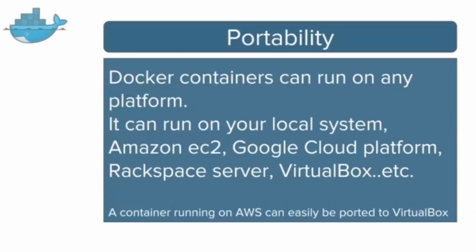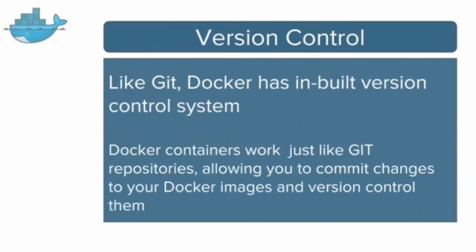Okay, so a Docker container can run on any platform. It can run on a local system, Amazon, Google, Rackspace, and so on. A container running on AWS can easily be ported to VirtualBox. So for now the mantra is that containers are like a lightweight VM. As long as it works on the VM, it will work anywhere it is installable. And Docker is platform independent, so it should be able to work anywhere, guys.